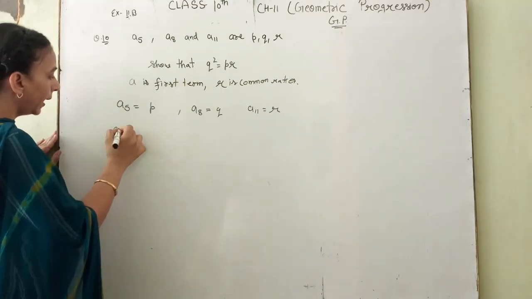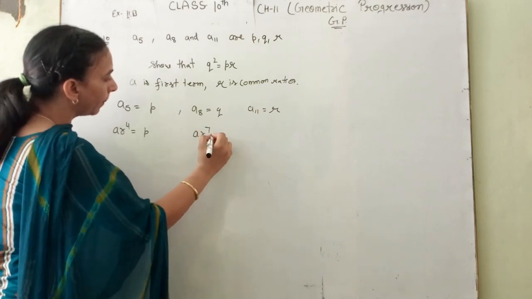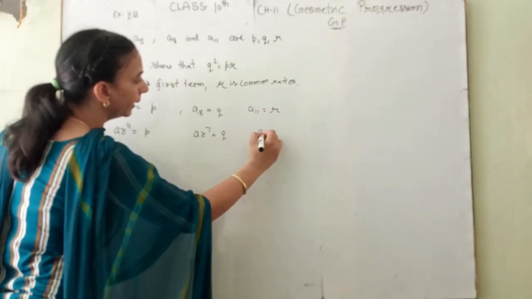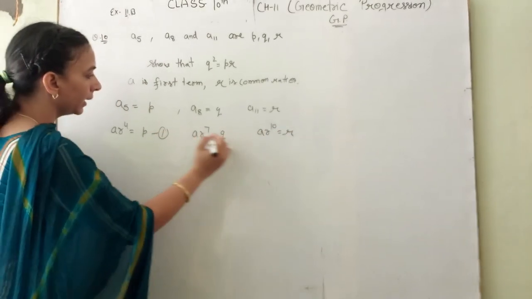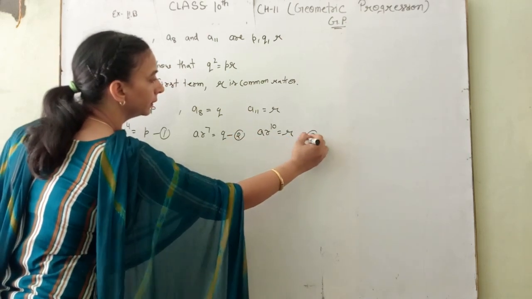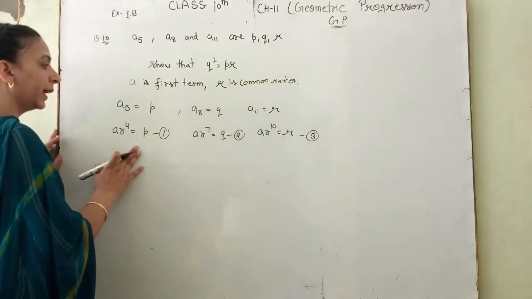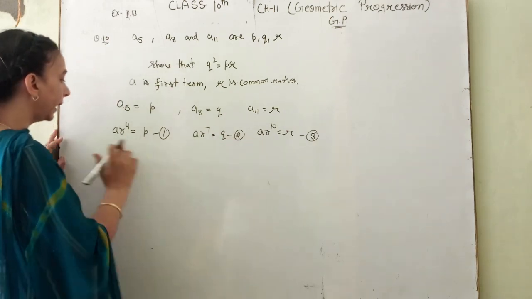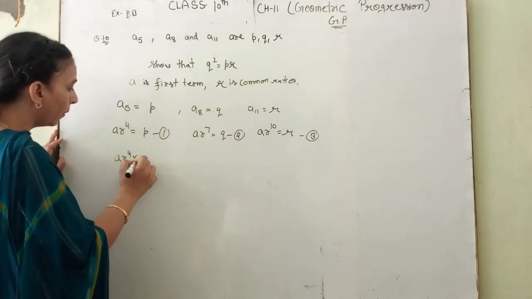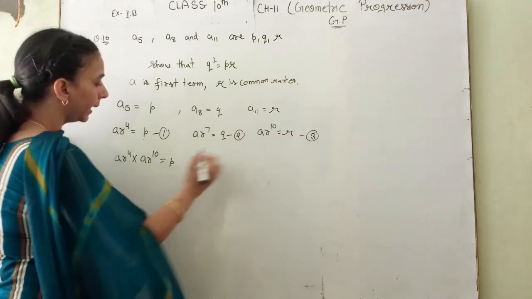Okay. What is the fifth term? It equals ar raised to the power 4, equal to p. What is the 8th? ar raised to the power 7 equals q. What is the 11th? ar raised to the power 10 equals r. Okay. This is equation first, equation second, equation third. We multiply equation first and third, left with left and right with right.